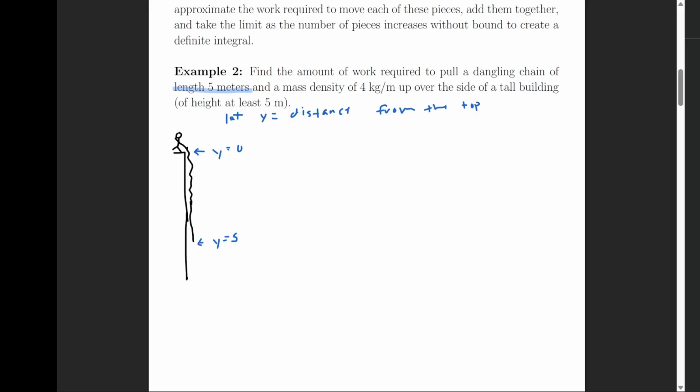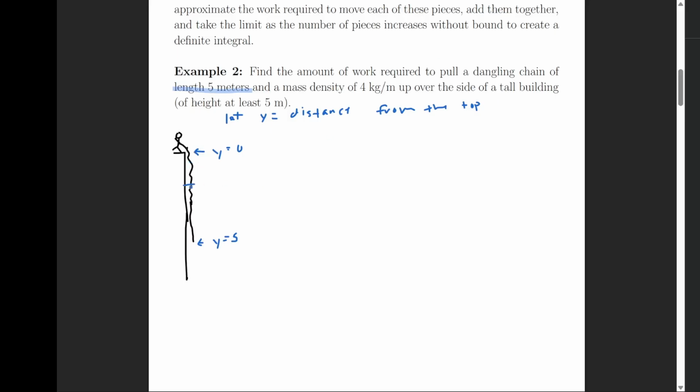When we're working with equations like these, we're going to look at the chain in slices. Remember when we did the other integral stuff, the washer method or the disk method, you looked at the graph in slices. We're going to do the same here. Basically, we're going to find the work of one small little slice, and then add it all up for the whole chain.